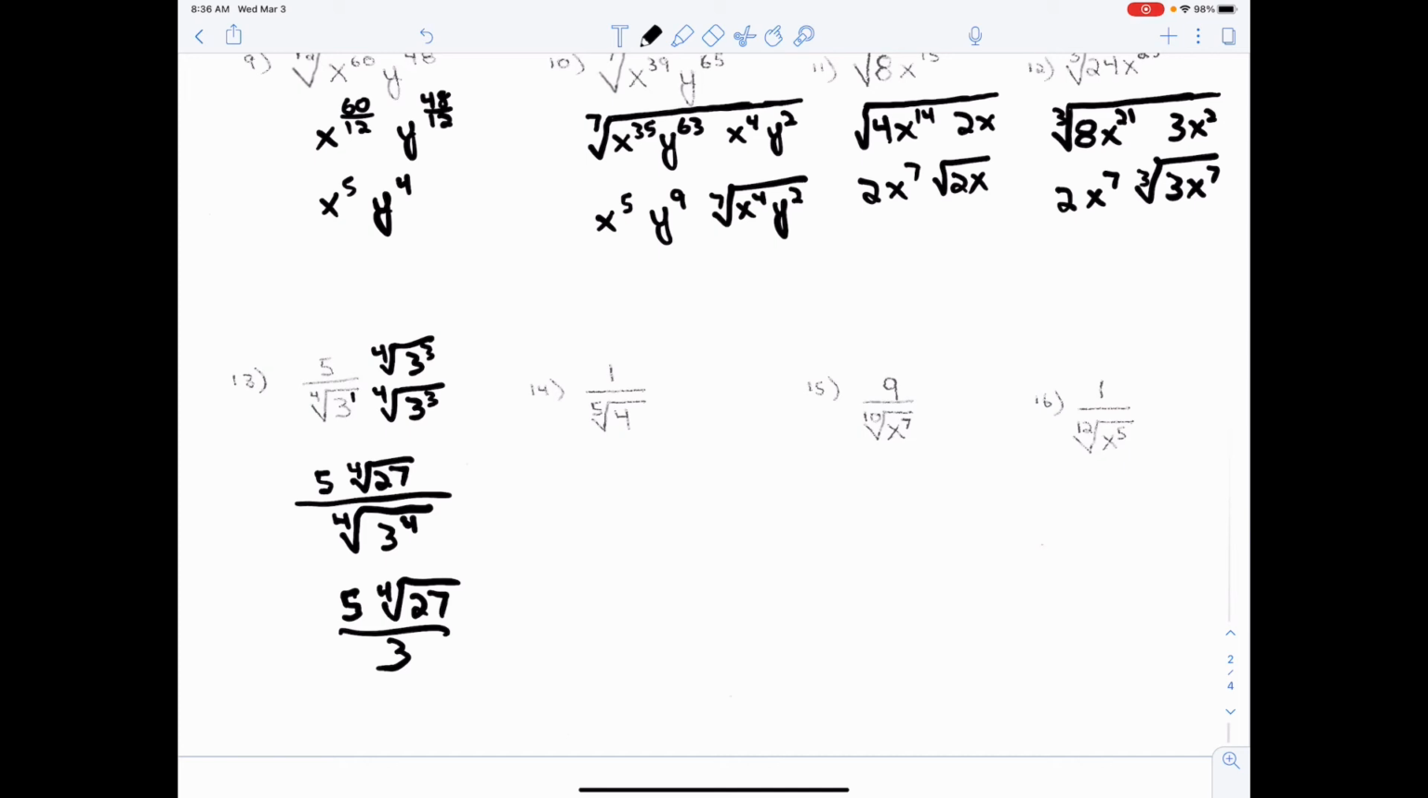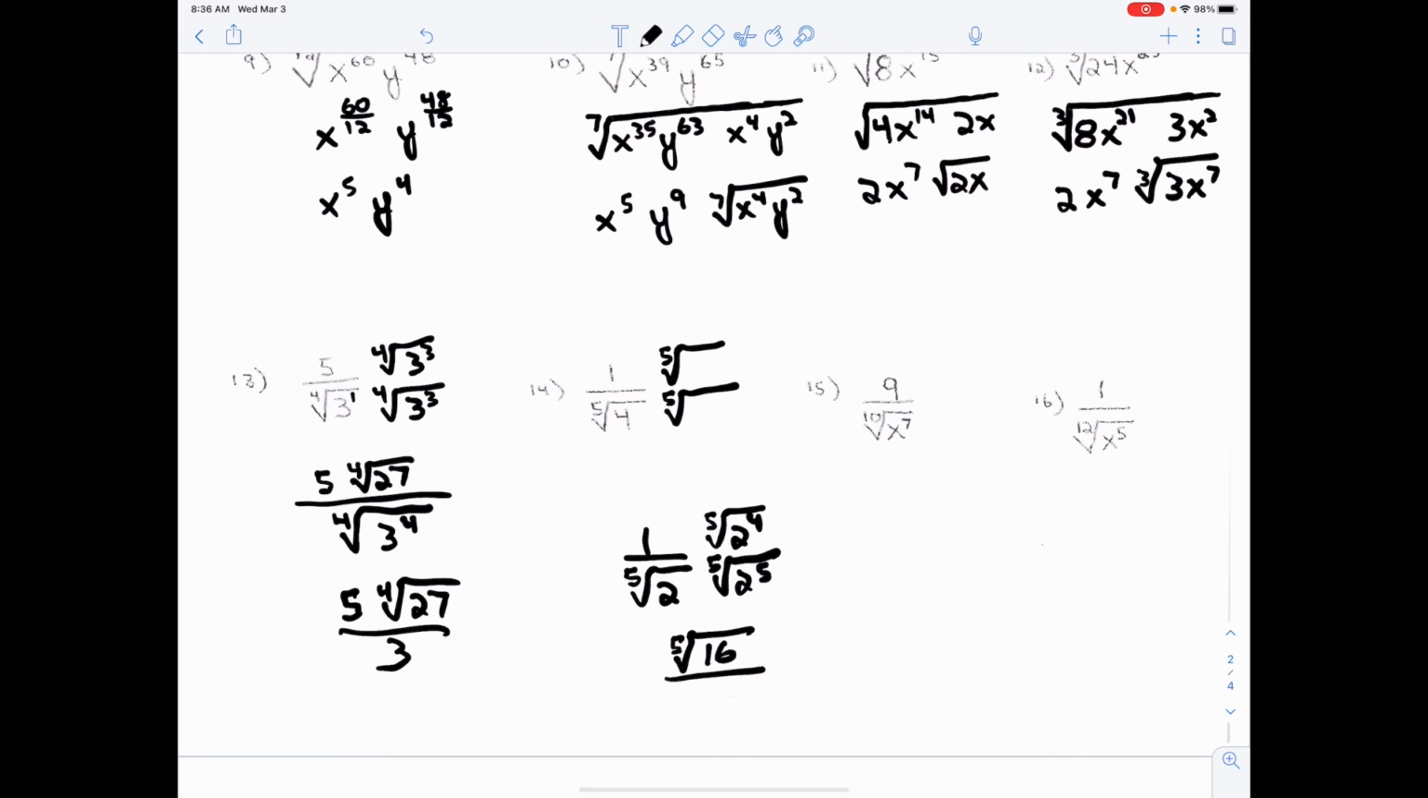Okay? Now here, you might be tempted to multiply by the fifth root of 4 to the fourth power, which normally would be okay. Like, let's say this was that. You'd multiply by the fifth root of 2 to the fourth, because that'll get you a 2 to the fifth on the bottom. Okay, and then that would give you the fifth root of 16. This is not this problem 14, though, so be careful.